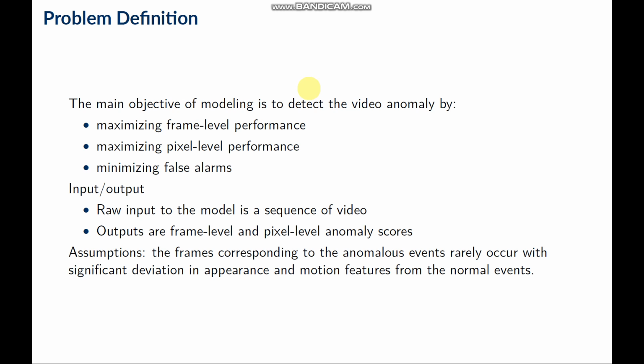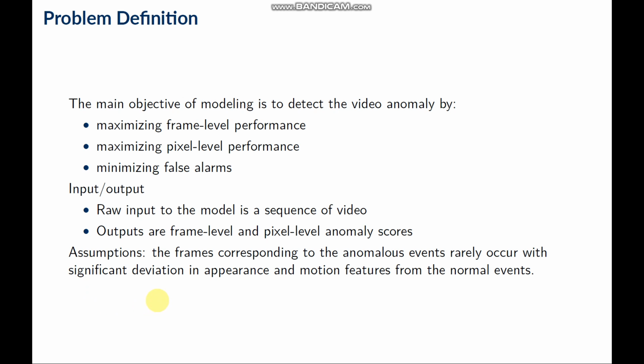The problem definition: we want to design a video anomaly detection system, so the main objective of modeling is to detect the video anomaly by maximizing frame level and pixel level performance and minimizing the false alarms. The input to the model is a sequence of video and the outputs are frame level and pixel level anomaly scores.